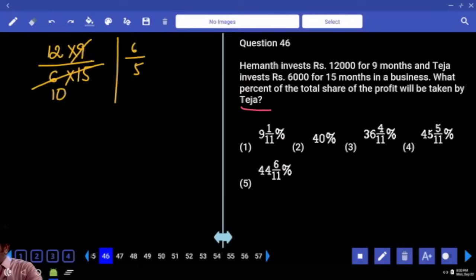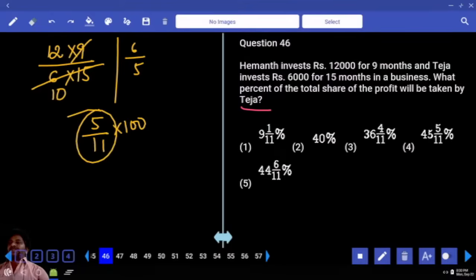So 6:5 is their ratio, correct? Total how many parts are there? And second person is getting 5. So which is equal to 5/11 of 100. Am I right? What do you mean by 1/11 in percentage? 5/11 in the sense into 5 only. 45 something. Only one option. 45 something.